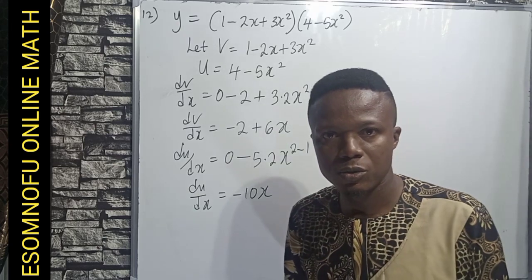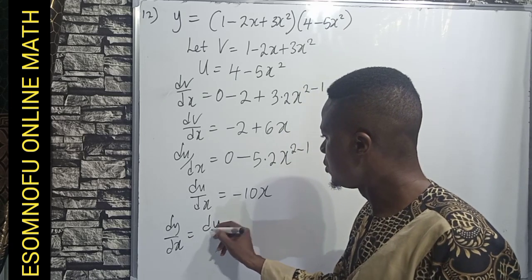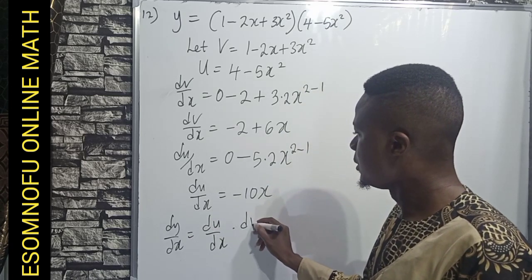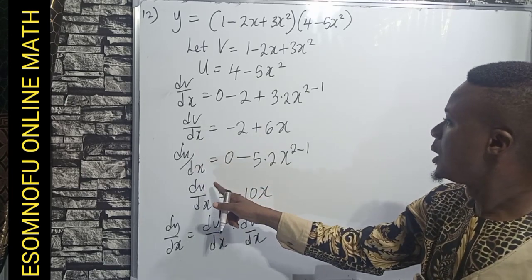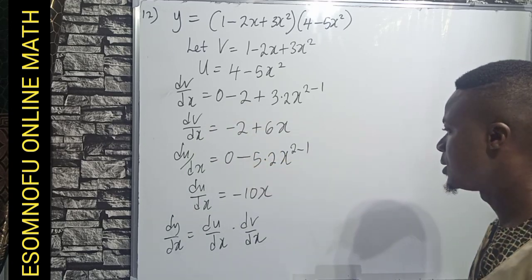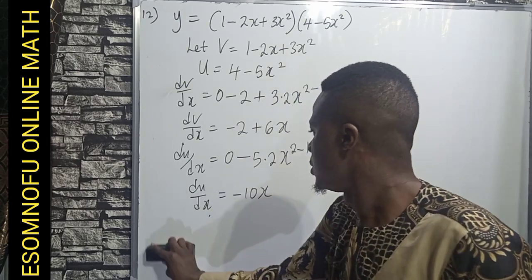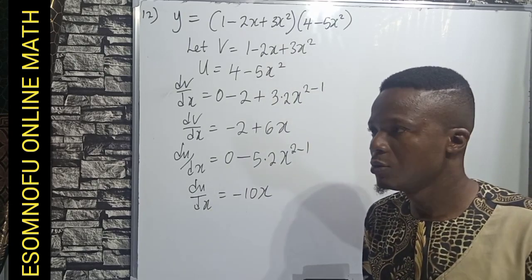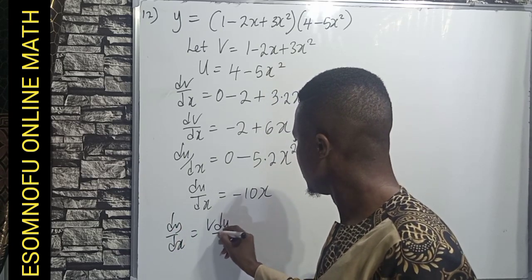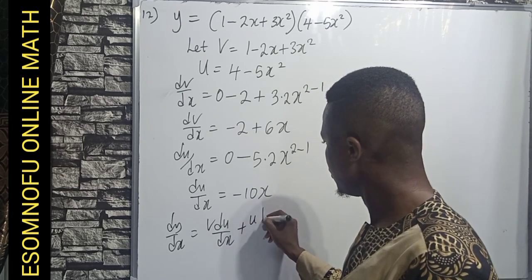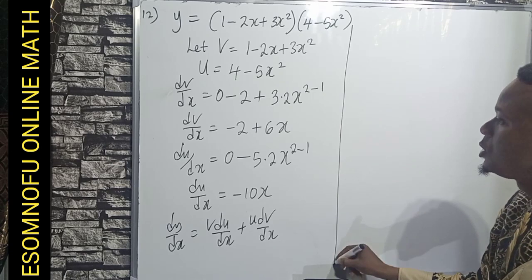But remember that in product rule, dy/dx is equal to du/dx multiplied by dv/dx. Am I there? du/dx and dv/dx, that is dy/dx of... but you know in product rule that dy/dx is equal to v du/dx plus u dv/dx. This is the product rule. So from here we can continue.